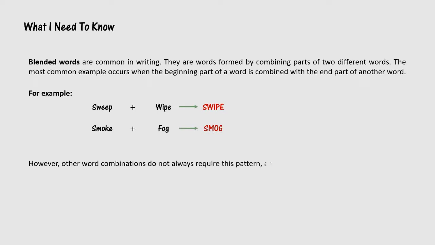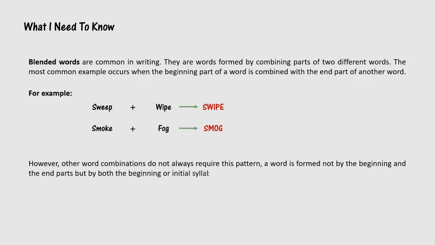However, other word combinations do not always require this pattern. A word is formed not by the beginning and the end parts, but by both the beginning or initial syllables of two different words. For example, international plus police. Inter and pol equals Interpol.